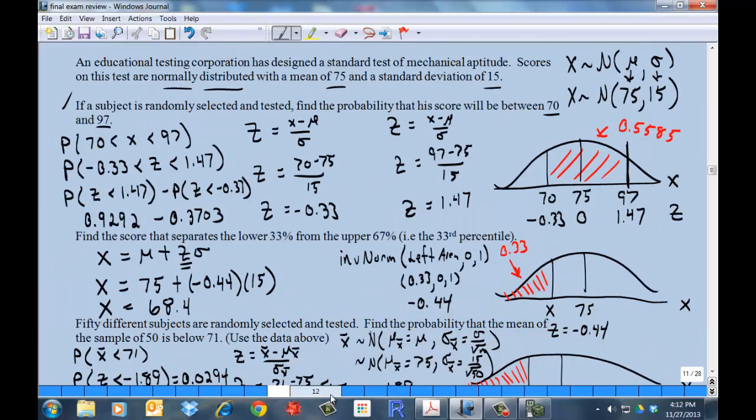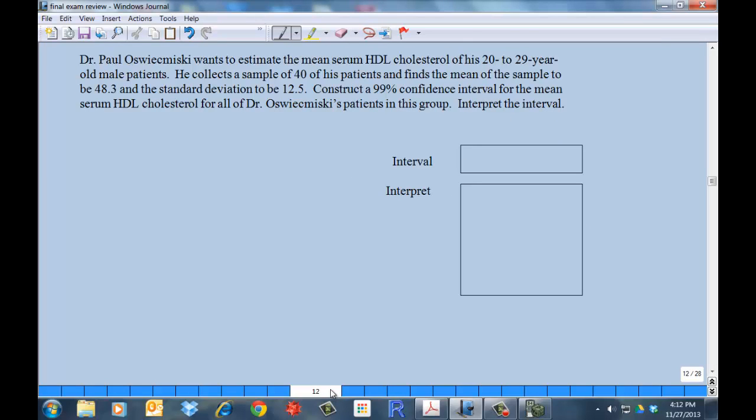Okay, next question will be a confidence interval question. So let's read through and figure out if we can decide if it's a confidence interval for the mean or a confidence interval for the proportion.